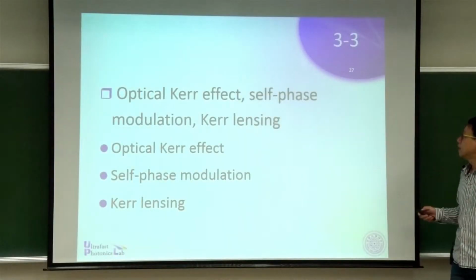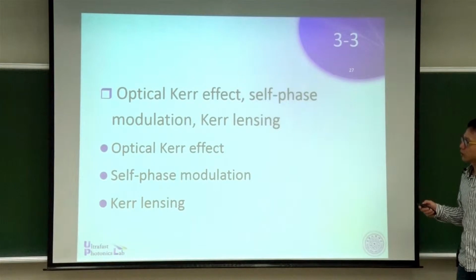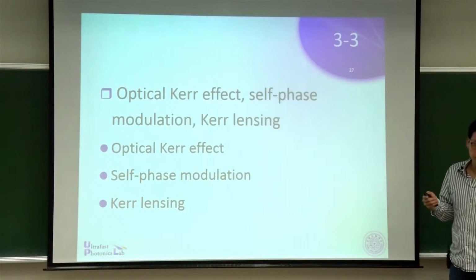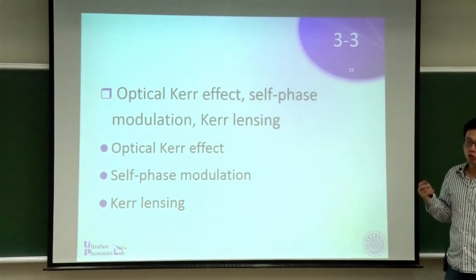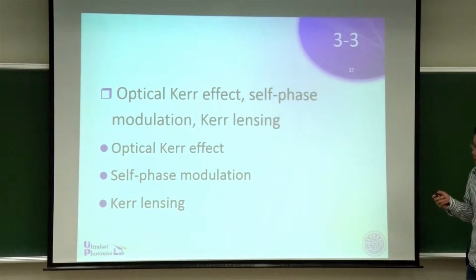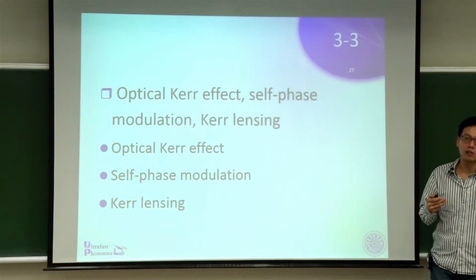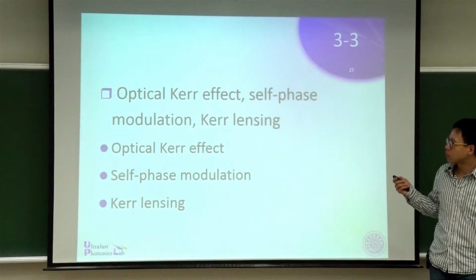In this section, we will talk about the optical Kerr effect. From the optical Kerr effect, there are two mechanisms that play important roles in mode-locking. One is self-phase modulation in the time domain. The other is the Kerr lensing effect in the spatial domain. So one in the time domain, the other in the spatial domain, but both of them originate from the optical Kerr effect.